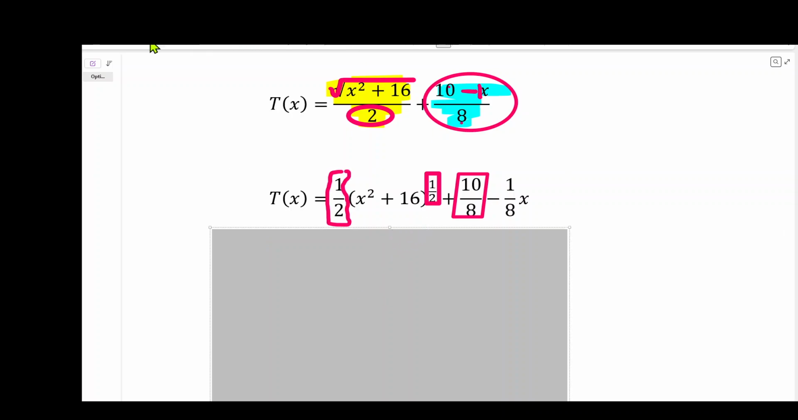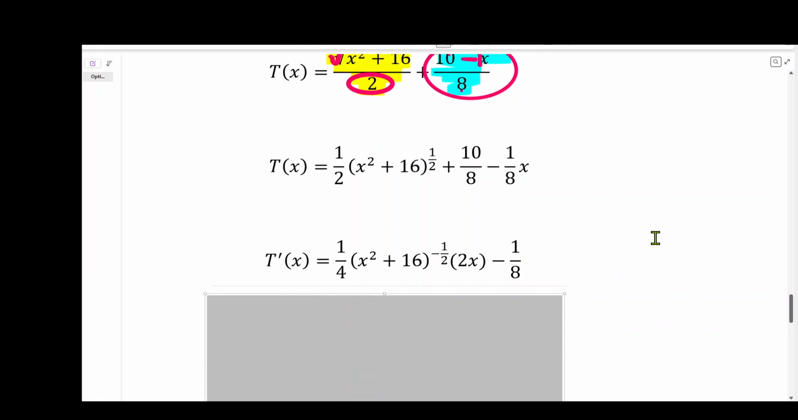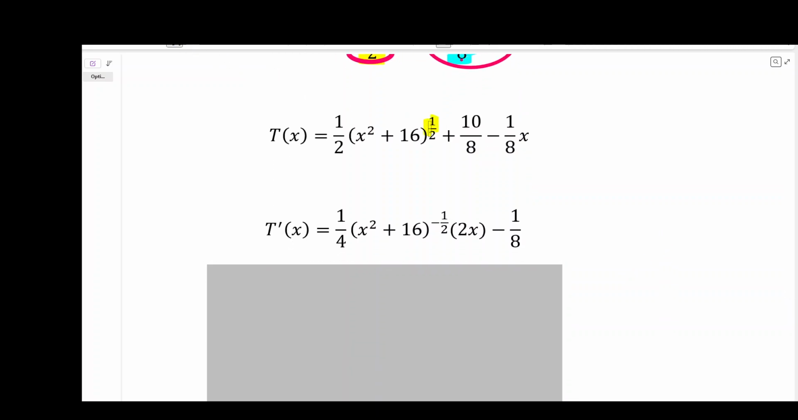I think now I'm ready to take the derivative. So next step. To take the derivative, we multiply the exponent times the coefficient out front, subtract 1 from the exponent, do not touch the inside, but then you have to take the derivative of the inside. So the derivative of x squared plus 16 is 2x. That's the derivative of this part. The derivative of 10 over 8 is 0, so it's not represented, you don't see it. And then the derivative of this is just -1 over 8.